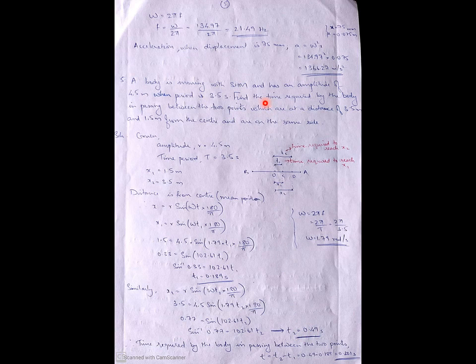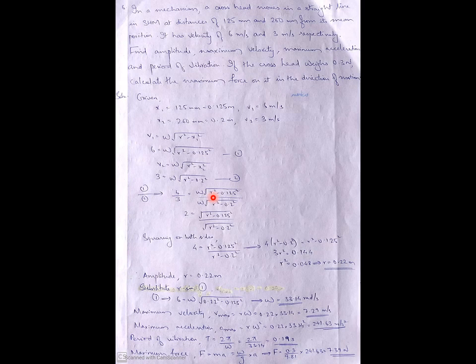What you have been asked is the time required by the body in passing between the 2 points, which means from C to D, what is the time? From O to C it is t1, which is 0.189 seconds. From O to D it is 0.49 seconds. So from C to D, the time required is t2 minus t1, which is 0.49 minus 0.189, which is equal to 0.301 second. Okay, let us see the last problem.